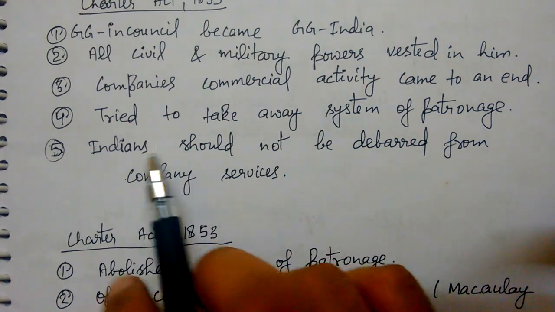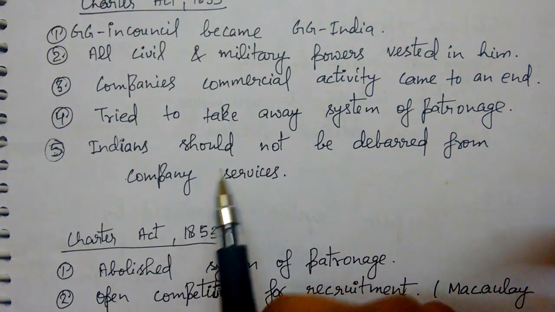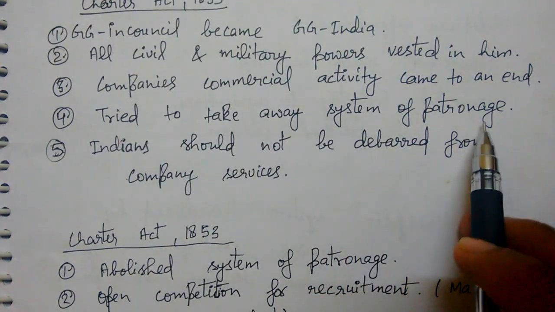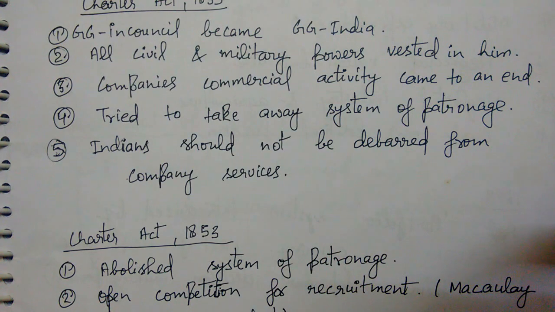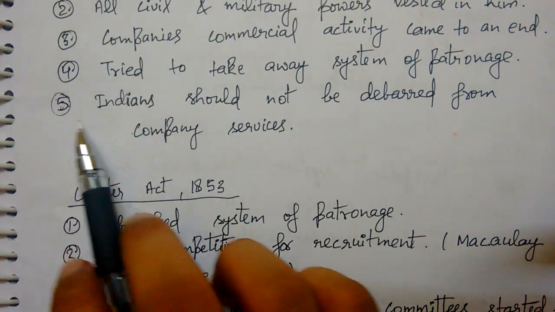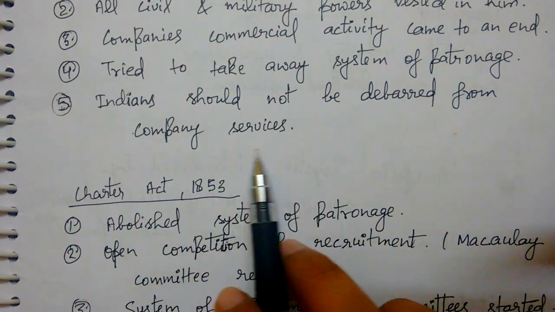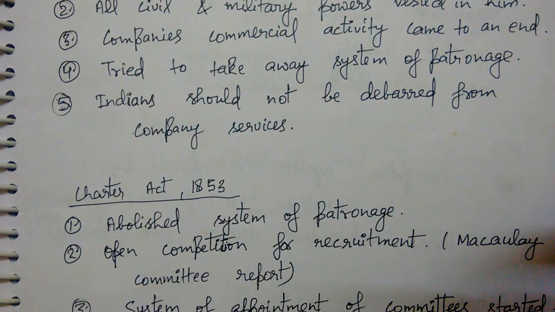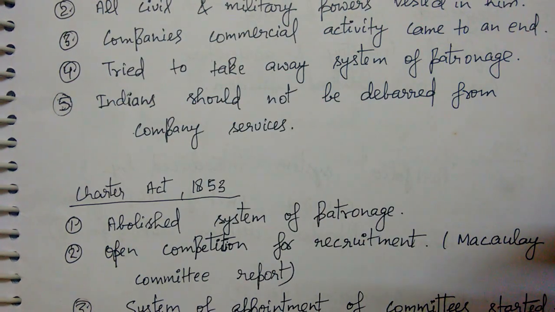But the 1833 Charter Act failed to remove this system of patronage because the Board of Directors opposed it a lot. Then the fifth point is that Indians should not be debarred from company services. This was one of the features written here, and it was implemented partially.